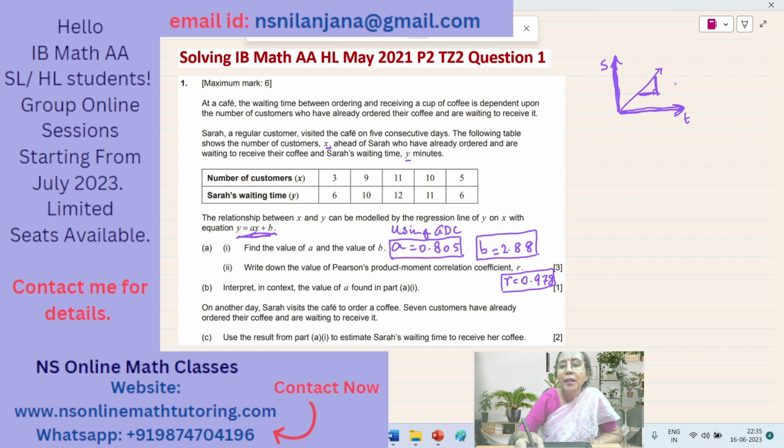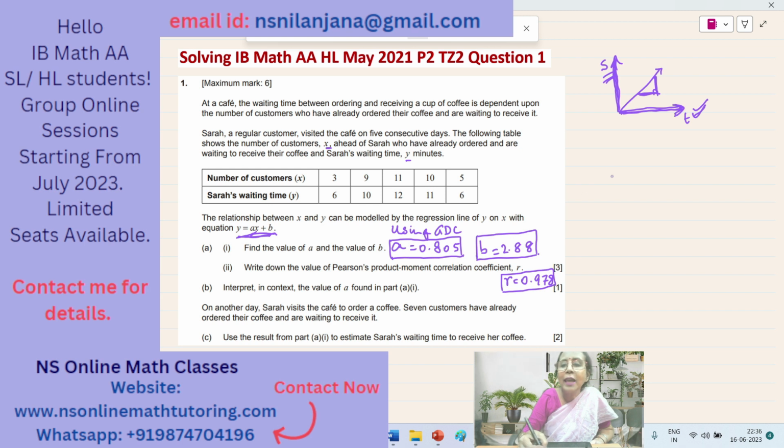And what does this mean? What is it called? It is the velocity because it is the rate of change of displacement with time. Rate of change of the y-axis parameter with respect to the x-axis parameter. That in this case is termed as velocity. It has a particular name.